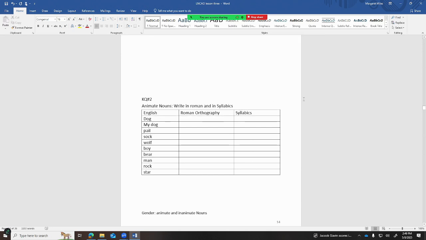And key question 2, write in Roman and in syllabics. So you have 10 words in the English column, so you write them into Roman and into syllabics. So use your charts to assist you to fill in these columns. And that is it for today.